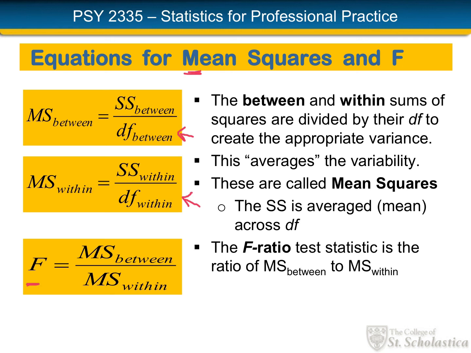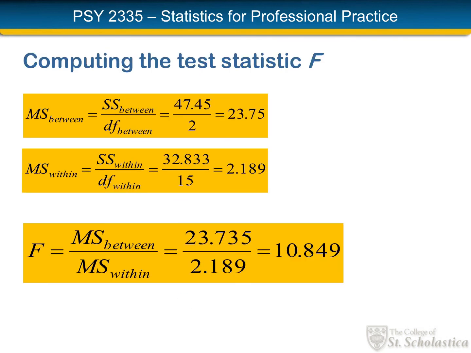Our initial logic said that if the variability between groups was large, the systematic part due to the treatment, relative to the variability within group, which is the part that's random, then we would reject the null hypothesis. So these mean squares allow us to compute a ratio of the variability that's systematic in the numerator and then the variability that's random in the denominator. So let's carry out the actual calculations for our example situation.